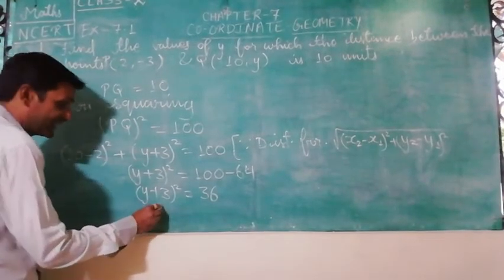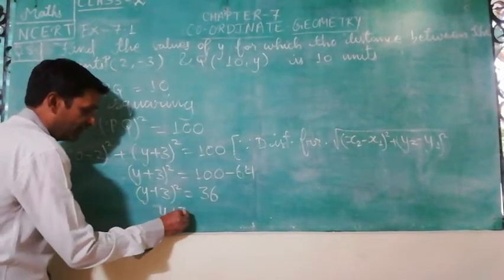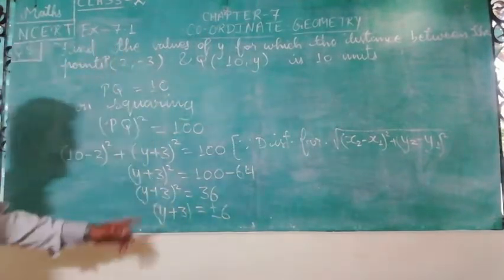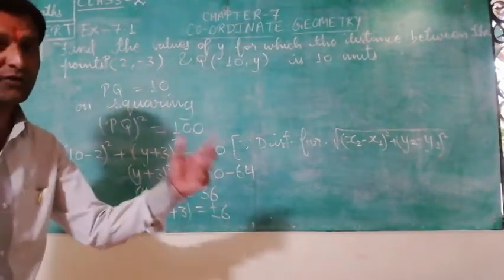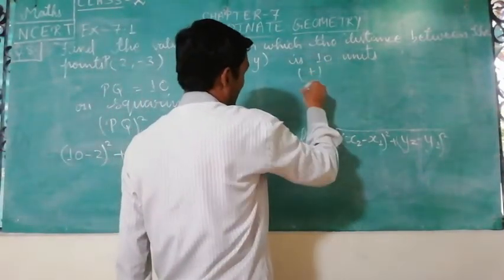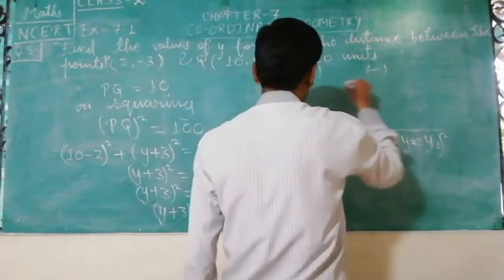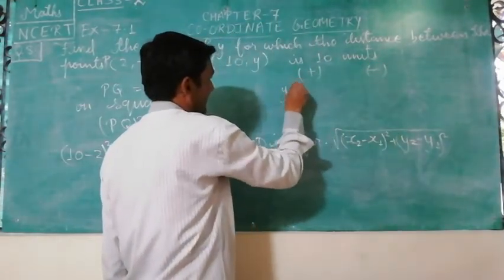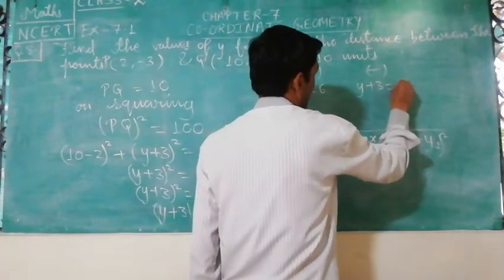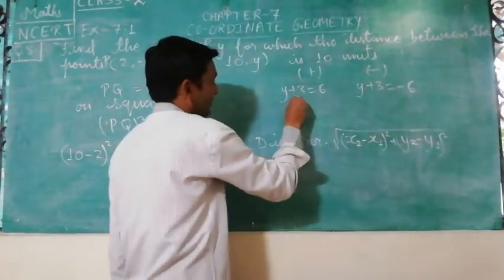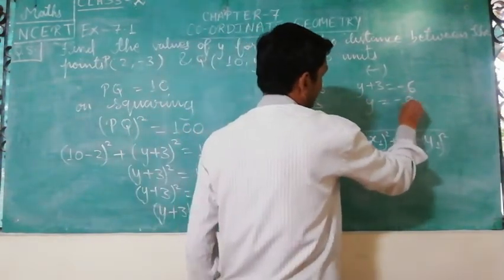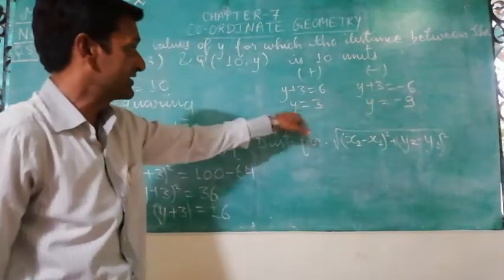Now we can say that y plus 3 is equal to what? It is the square root of 36, plus 6 also and minus 6 also. So there are two values for y here. When we take the positive sign and when we take the negative sign, y plus 3 is equal to 6 and y plus 3 is equal to minus 6. So it will become y is equal to 3 here, and here it will become y is equal to minus 9. Minus 6 minus 3 will be minus 9 and 6 minus 3 is 3.